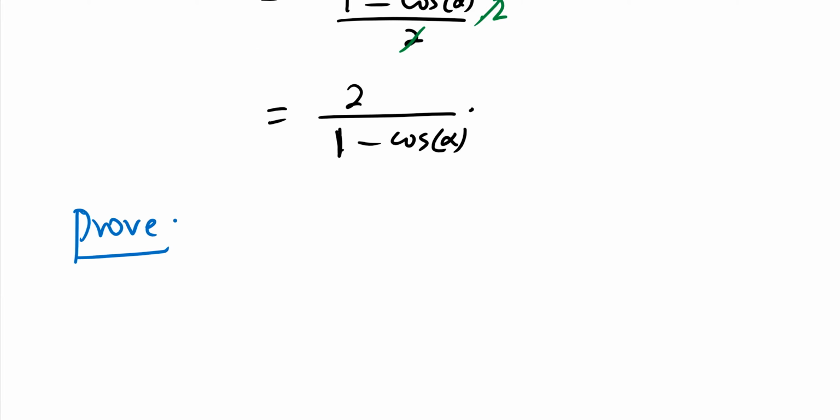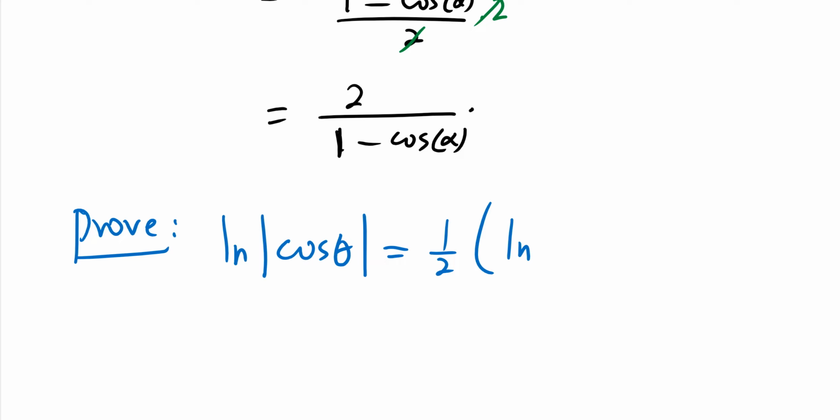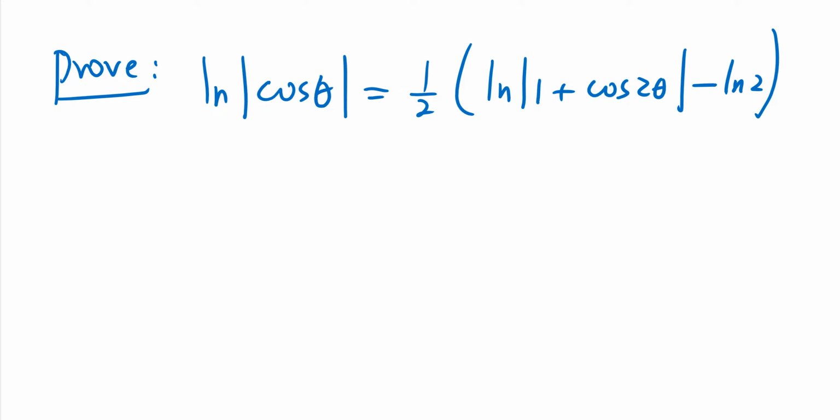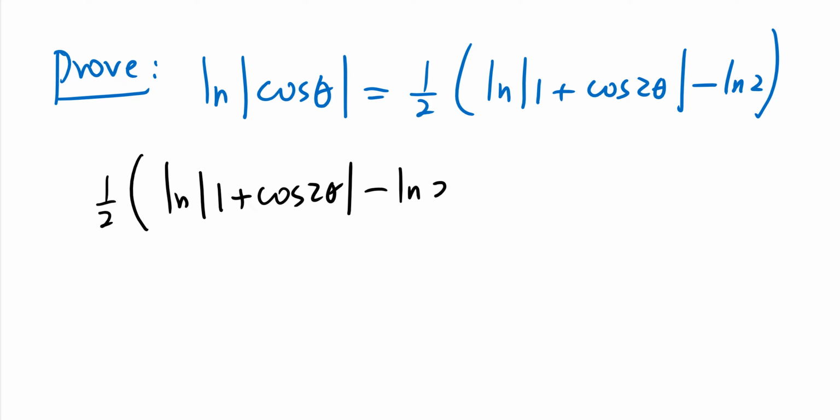Let's say I want to prove natural log of the absolute value of cosine theta equals 1/2 natural log of the absolute value of 1 plus cosine 2 theta, minus natural log of 2. We have absolute values, so it makes more sense to start on the right hand side because we get more options to work with. So let me rewrite that down. Natural log of the absolute value of 1 plus cosine 2 theta, minus natural log of 2. This equals 1/2. Let's see.